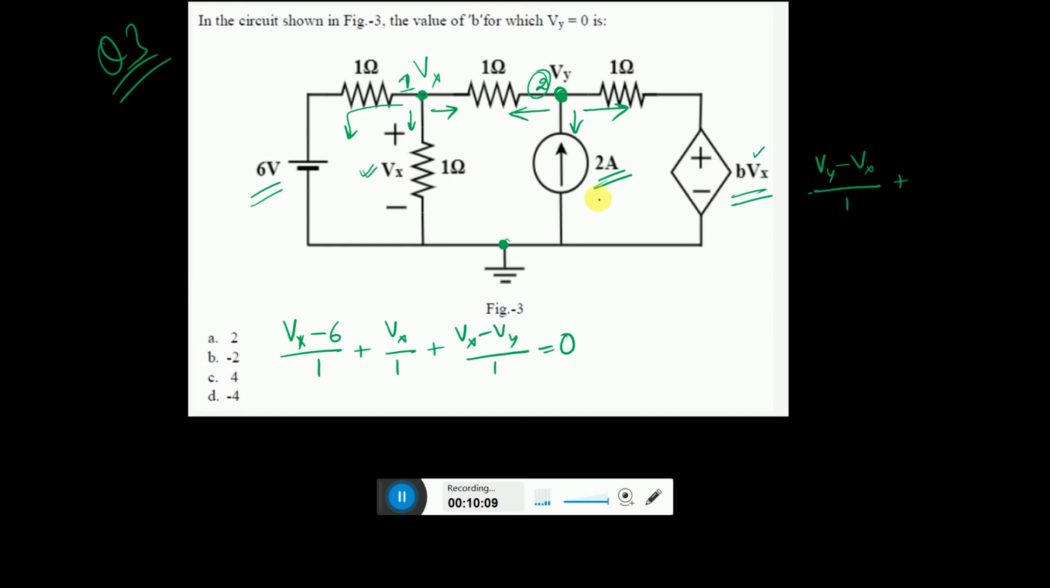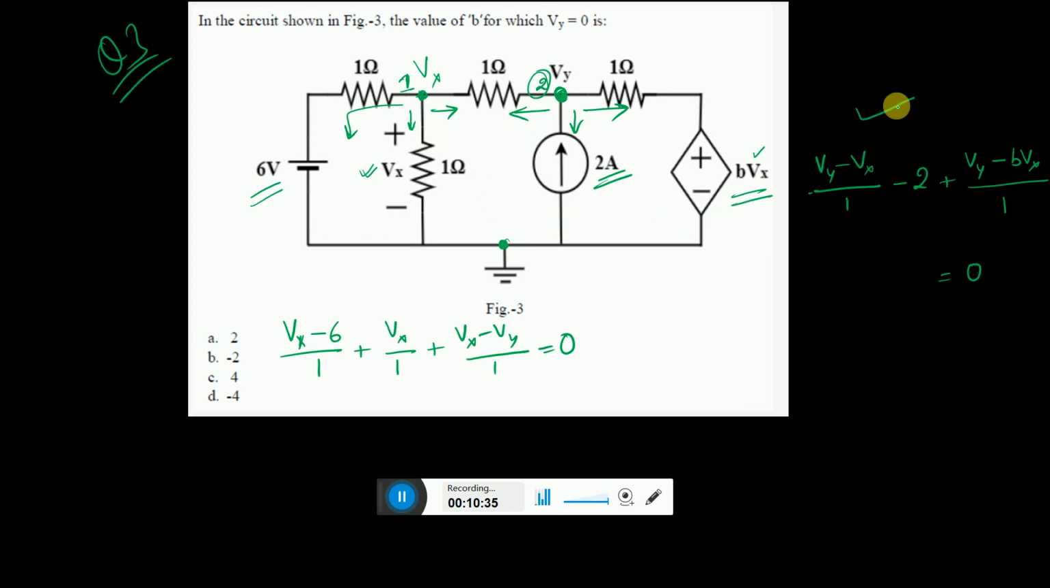Another one is here, which I need not find because the current is going up. So instead of 2, I will get minus 2, because the current is going up, opposite to our assumed direction. And here it is going down, so we will write Vy minus B Vx, which is what opposes. This is divided by 1, and this entire thing is equal to 0. So now we get a second equation, and this is the first and second equation.